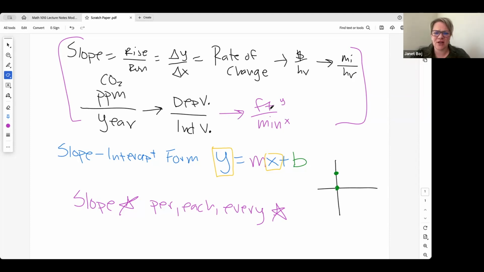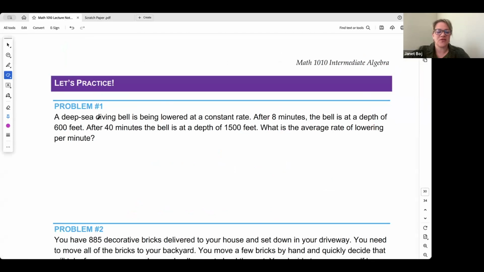Hey, how far was it lowered? It depends on how many minutes. So the feet that it's been lowered depends, the dependent variable. All right, now that we can see that, let's figure out what's going on. What is the average rate? What does the question ask? They want the average rate, which we know is the slope. And we know the slope is change in y over change in x. Our slope formula, subtracting those y values over subtracting the x values.